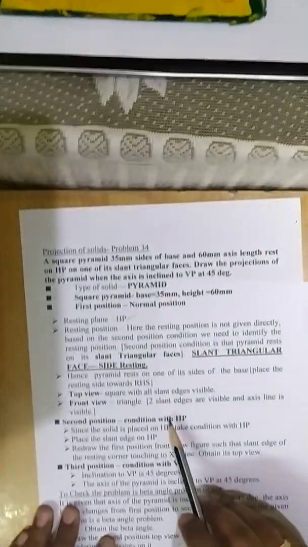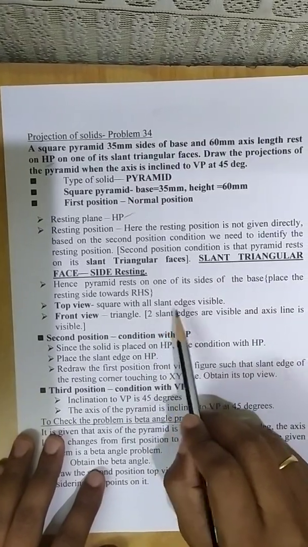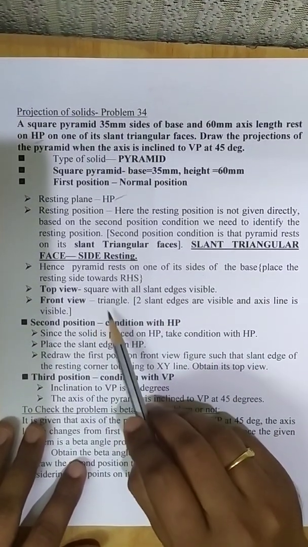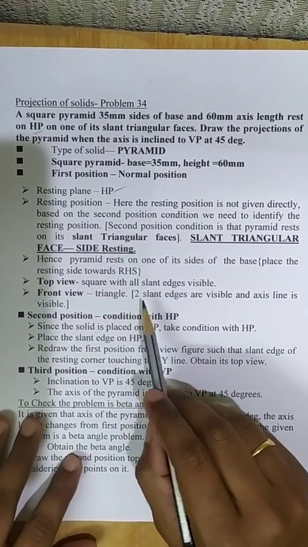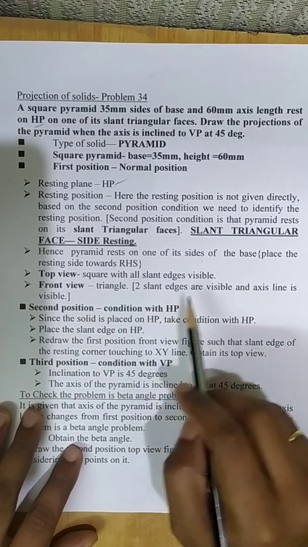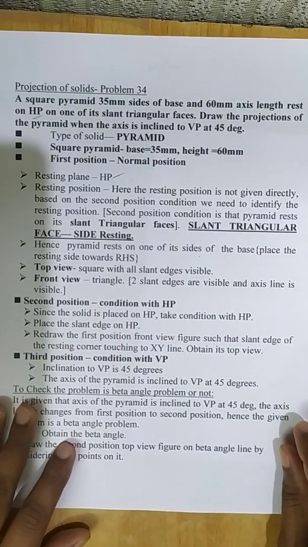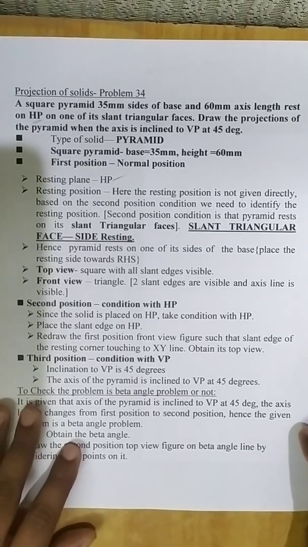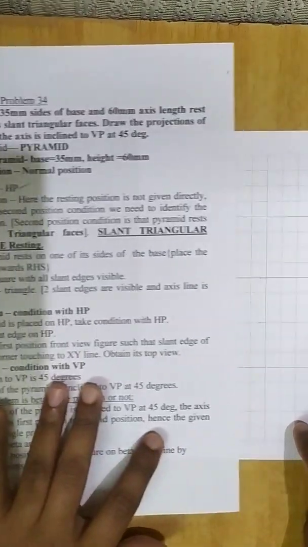So coming back to this: the top view is a square with all the slant edges visible, and the front view looks like a triangle, and 2 slant edges are visible. And what about the axis line? The axis line is visible to you. Let us see that while doing the construction. So now let us kick off with the construction part.